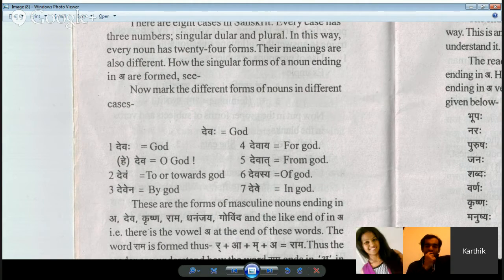So they are usually listed as 8 cases in grammar books. They go like this: Prathama Vibhakti means first Vibhakti, Dvitiya Vibhakti, Tritiya Vibhakti, Chaturthi Vibhakti, Panchami Vibhakti, Shashti Vibhakti, and Saptami Vibhakti. And in Prathama you have the Sambodhana Prathama.